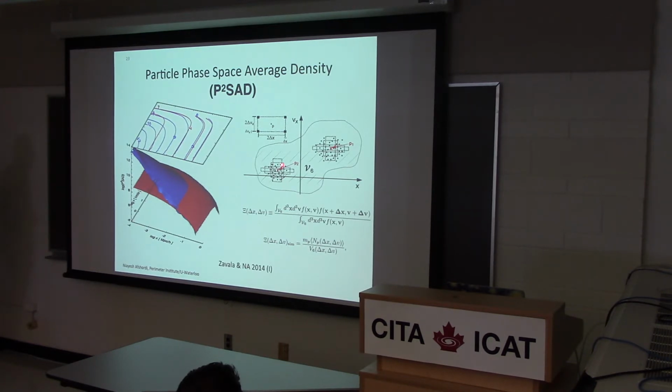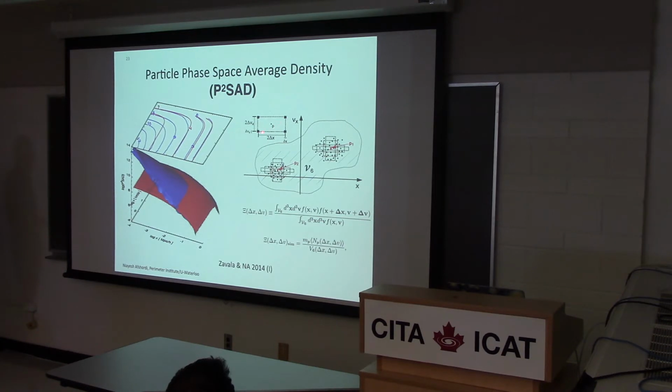And what it is, basically, in a simulation or the real world if you have the opportunity: sit on a dark matter particle, look some distance delta x and delta v, delta x in position, delta v in momentum or velocity, and ask what is the mean density in the phase space. So that's what it is. That's why we call it particle phase space average density.